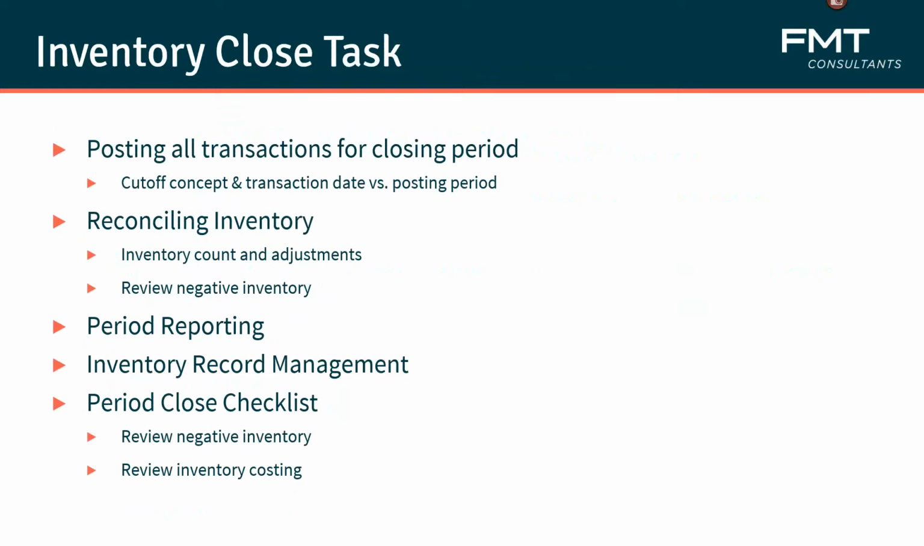The next step is to perform the inventory record management. This involves reviewing the activity of the inventory and determining if they should remain active or should be marked inactive in NetSuite. An important consideration here is whether or not the inventory item is a component of a group, kit, or assembly that will continue to be sold.